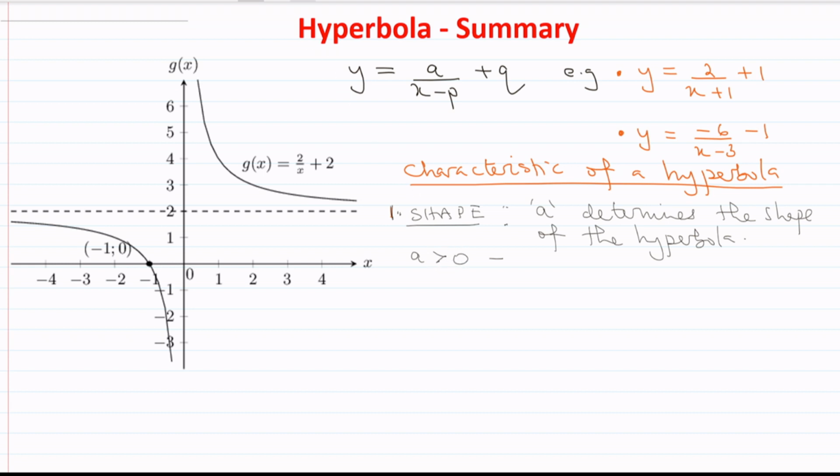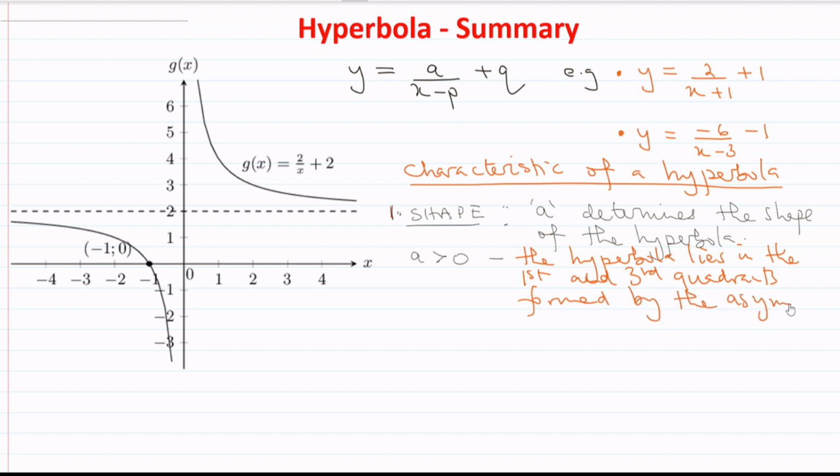So when A is greater than 0, what we have is a situation where the hyperbola lies in the first and third quadrants, formed by the asymptotes. I'll come to explain what is an asymptote.